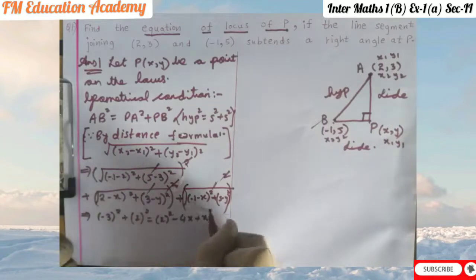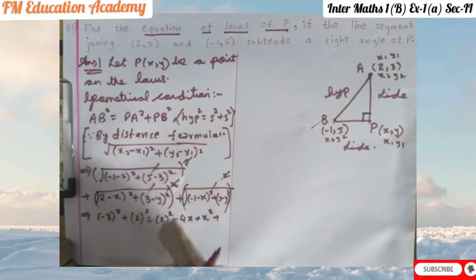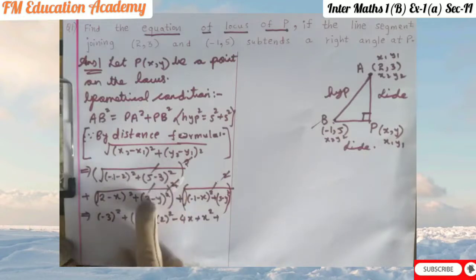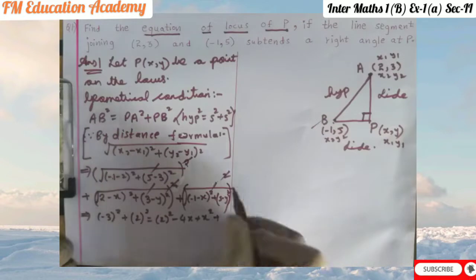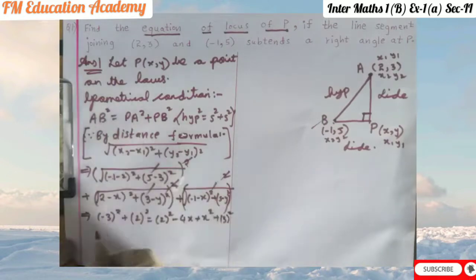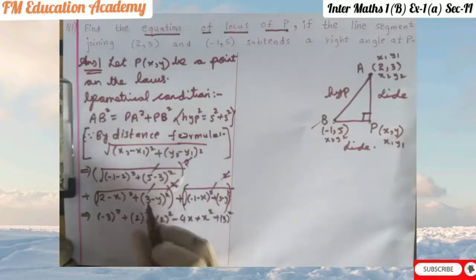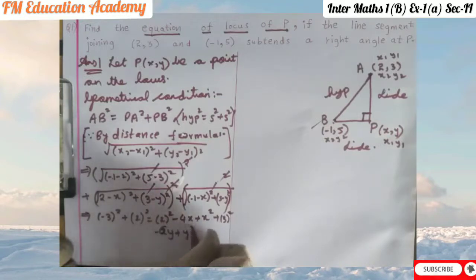So x square plus (3 minus y) whole square. It is again of the form (a minus b) whole square. (a minus b) whole square is a square minus 2ab plus b square. So a square here is 3 square, minus 2ab, 2 into 3 into y. 2 into 3 is 6, 6 into y, 6y, plus y square.